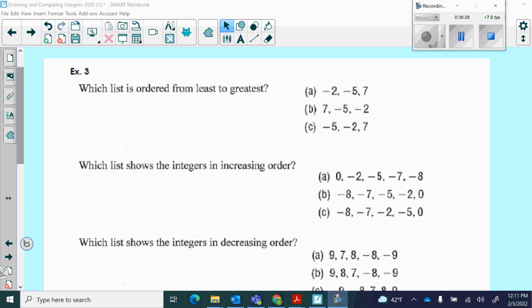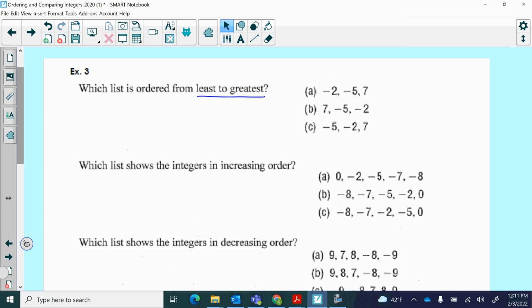Okay, so again, you have to pay attention to what they're asking. Least to greatest. A lot of times it may help you to write something like L to G, just to focus on where I'm starting. This means I need to go with the smallest number to the biggest number. So as soon as I get to a point in my list where I've gone the other way, I know I'm wrong. So -2 to -5, did I go up or down? Going down. -5 is smaller than -2, so that one's not it. 7 to -5, yeah, that went down. So that one went down big time, so that can't be least to greatest.